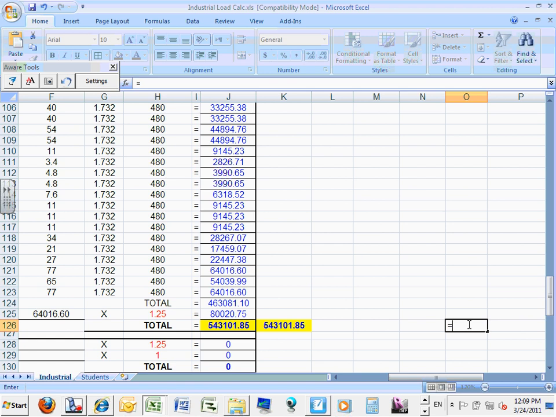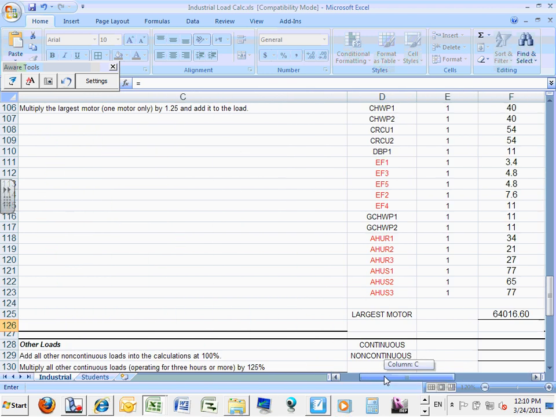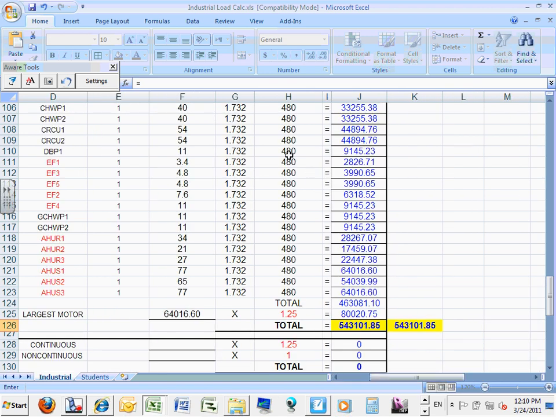Now, some of you guys are going to ask, what happened to the 1.25, Chad? Don't worry about the 1.25. You can do it with the math, 25% to the largest motor. But let's just go pick them up. So this equals the loads. Can you guys see these loads? This equals this.